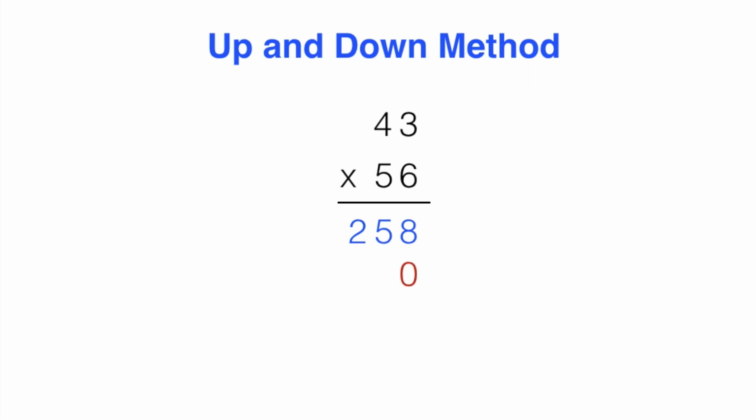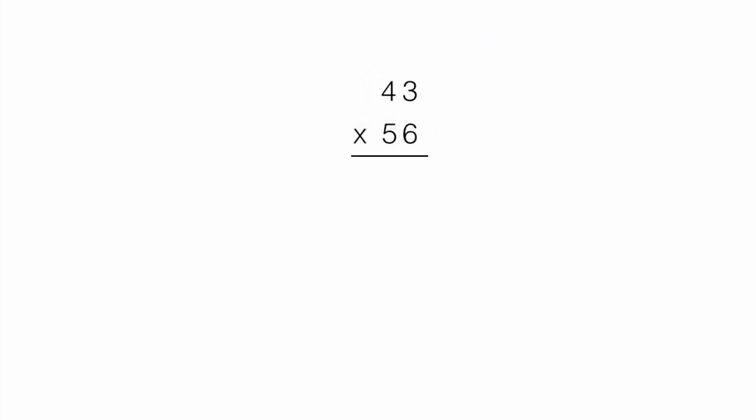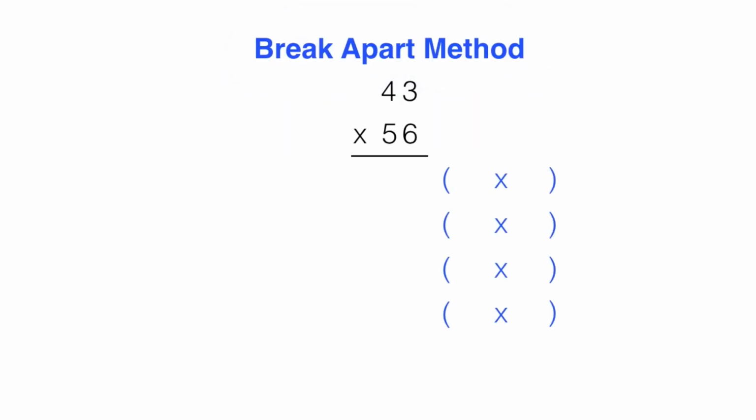Step 4, 5 times 3 is 15. I'm going to put my 5 down and my 1 up top. And the last step, 5 times 4 is 20, plus the 1 is 21. The final thing I'm going to do is add my partial products to get a final product of 2,408. The next way is going to be the break apart way. So I'm going to break my problem into 4 smaller problems to help me solve it.